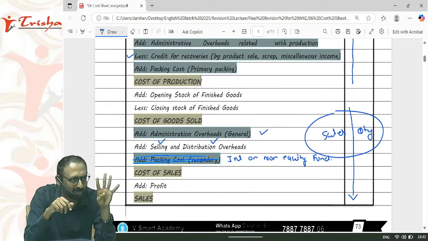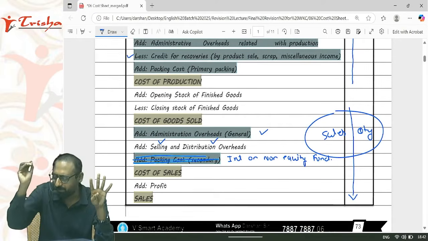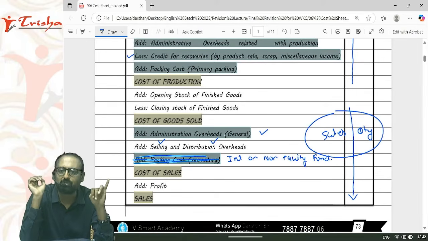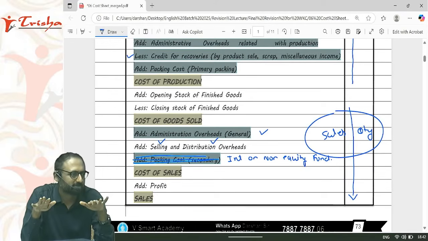Sir, for four items the per unit column should be dash: opening stock of WIP, closing stock of WIP, opening stock of finished goods, closing stock of finished goods. The per unit column will be dash.